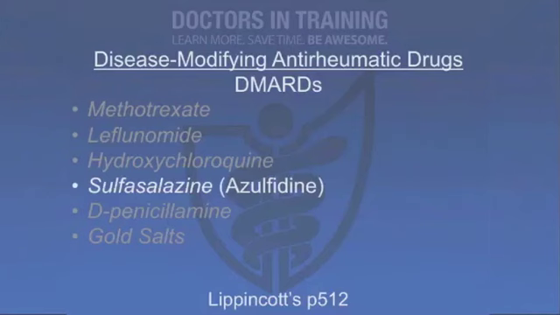Next, sulfasalazine. This is also in the DMARD category. The half-life of this drug is 5 to 10 hours. So the onset of action for this one will be a little bit faster than some of the other DMARDs that we've already talked about.